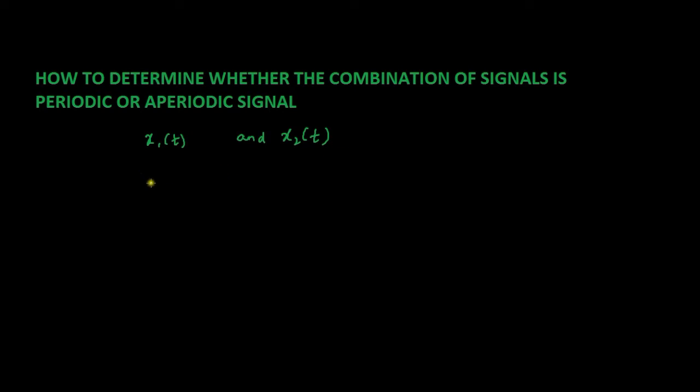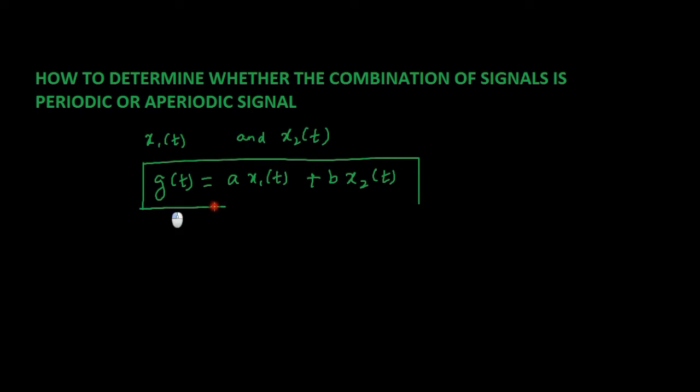Whenever I say combination, I mean linear combination of these two signals. Let's say the linear combination of these two signals be g of t, then g of t can be represented by a x1 of t plus b x2 of t. So in our case, both x1 of t and x2 of t are periodic signals.